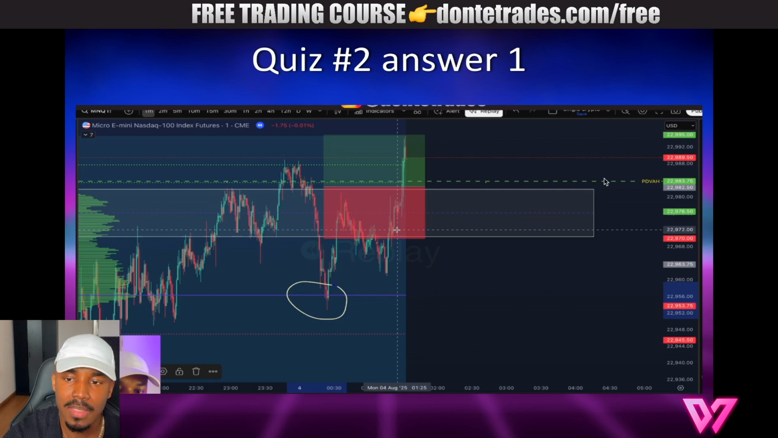We have a previous day value area high. We have a current session value area high, and then we have an overnight value area high. All 3 of these levels were relatively in the same area, especially the previous day value area high and the current session. They were literally almost the same level. So when you see that much confluence, these 3 levels, especially these 2, this is just screaming that this is a really important level. And then we had a high volume node right there as well.